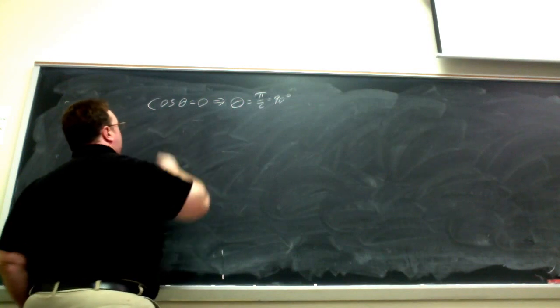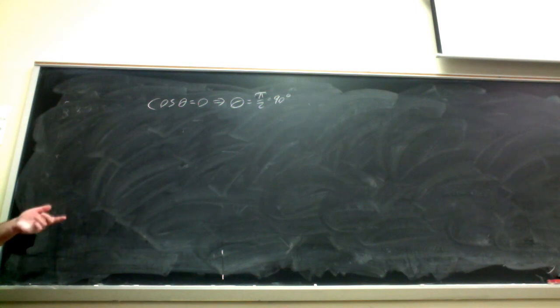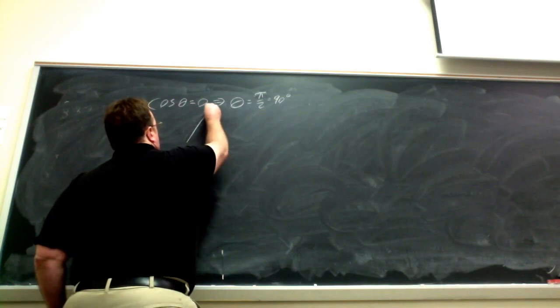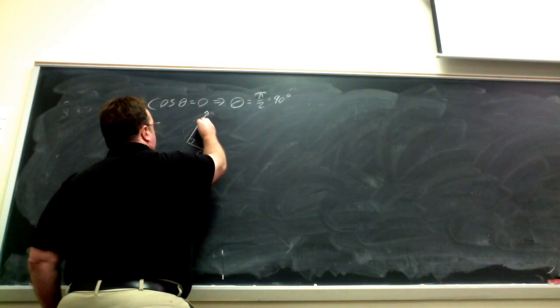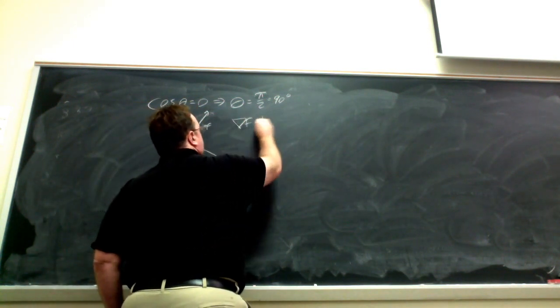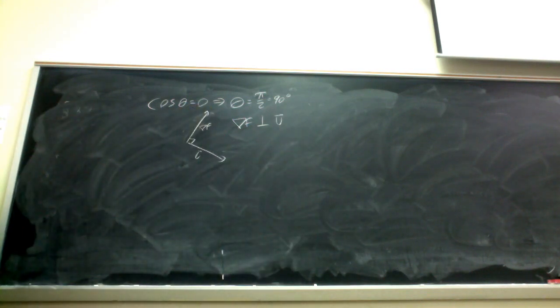If you have two vectors that have an angle between them, and the cosine is 0, how do they relate to each other in that case? They're perpendicular, also known as orthogonal. For a situation like this, this is your u and this is your gradient of f. So the gradient of f is perpendicular to u.